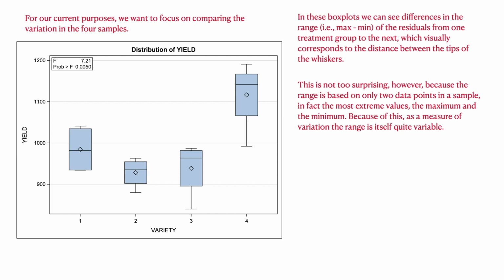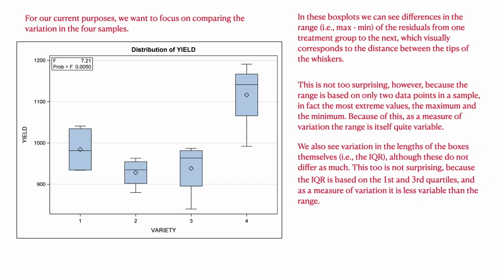Now, this is not too surprising because the range is based on only two data points in a sample. In fact, the most extreme values, the maximum value and the minimum value. And because of that, as a measure of variation, the range is itself quite variable. In other words, it's kind of unreliable. We also see variation in the lengths of the boxes themselves, that is the interquartile range, although these do not differ as much. Again, that is not too surprising because the interquartile range is based on the first and third quartiles, and as a measure of variation, the IQR is less variable than the range is.